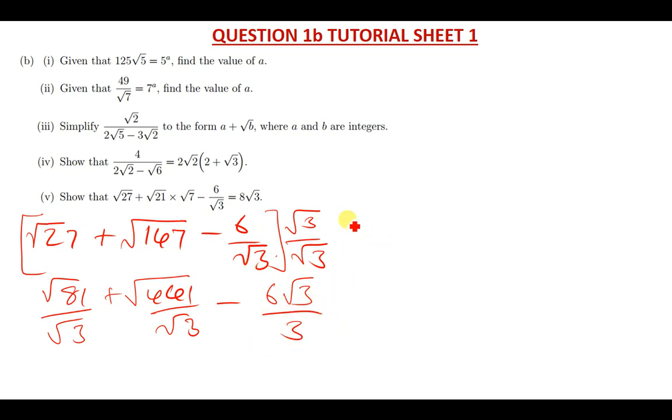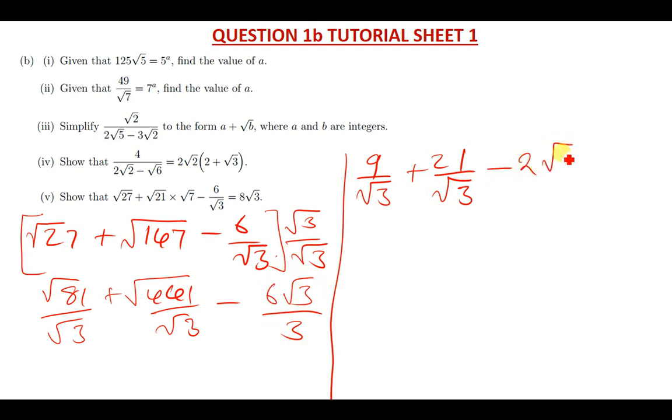So we can simplify this further. Then the root of 81 there is 9 over the root of 3. And then we have plus the root of 441. The square root of 441, we said it's 21. So this one is just the same as 21 over the root of 3. And then we say minus 3 into 6, that is just 2 root 3.